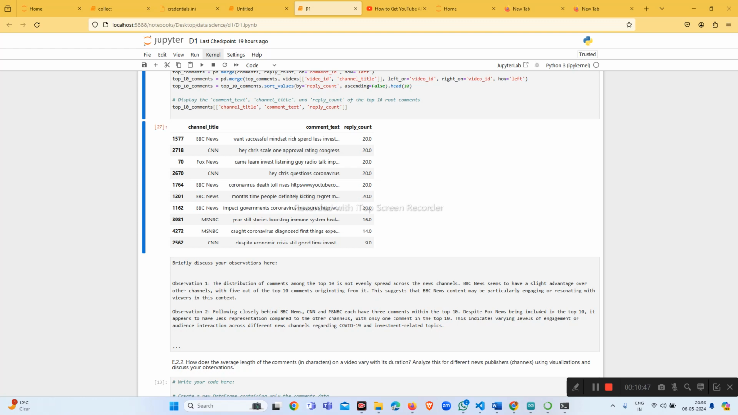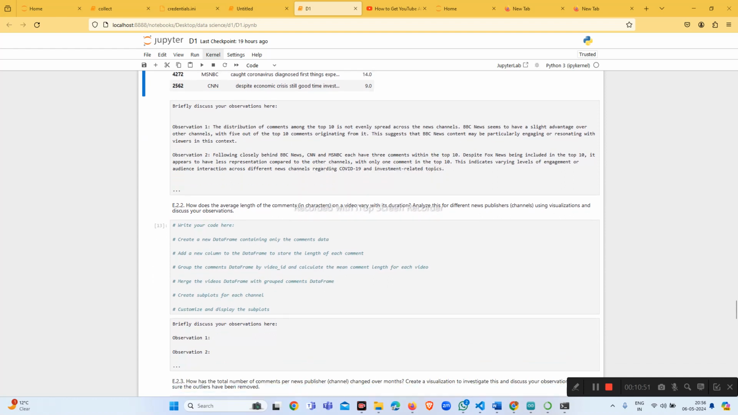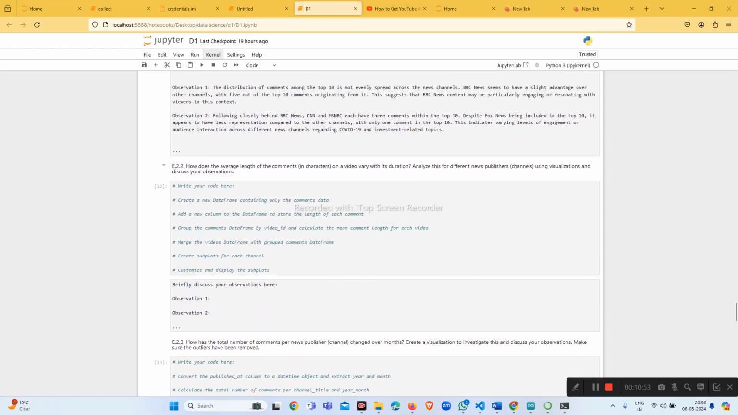So that was what I did for the D1, and the challenge which I faced in this was that the code template was for the older version, and we are now using Python version 3.10. So we have to modify this according to that.